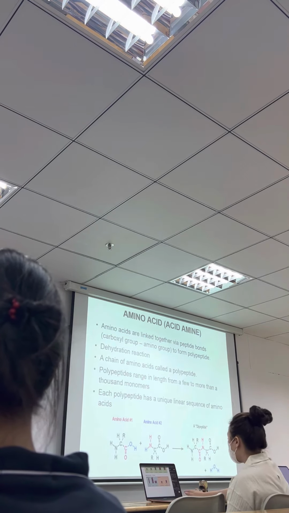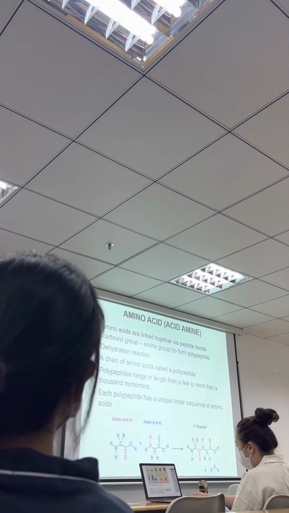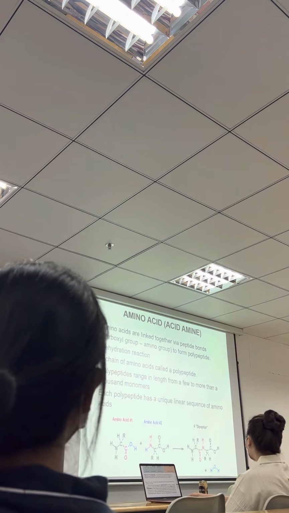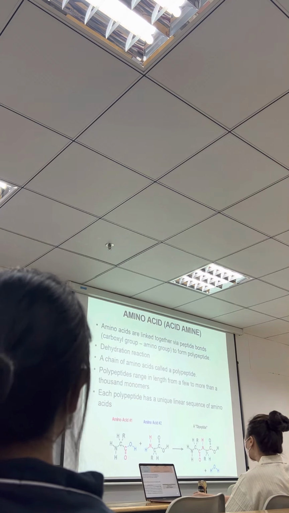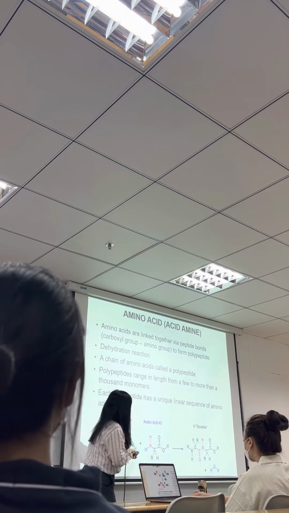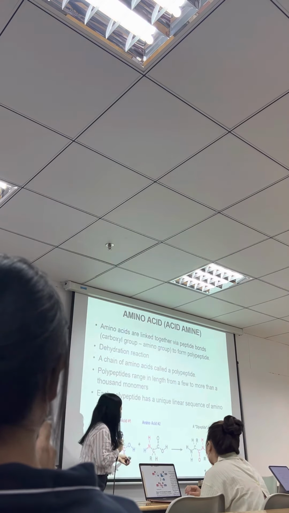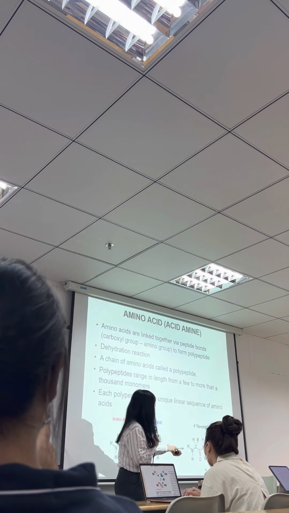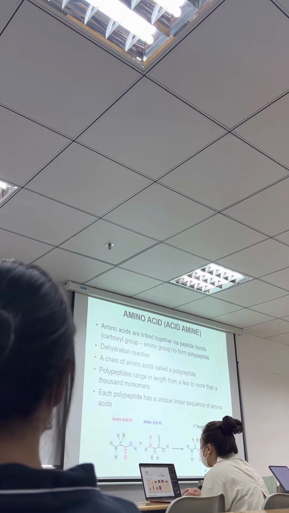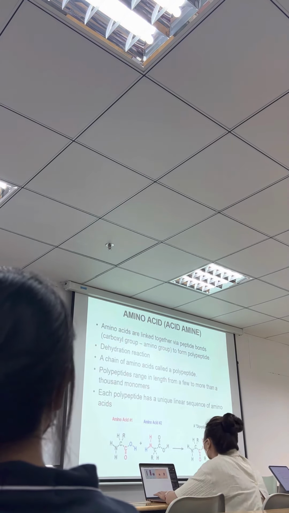So amino acids link together in protein by forming peptide bonds. A peptide bond is formed by a dehydration reaction. A dehydration reaction means releasing one water molecule. So the carboxyl group reacts with the amino group, releases one water molecule and forms the peptide bond. So this CONH is the peptide bond. That's why the chain of amino acids is called a polypeptide, because there are a lot of peptide bonds.